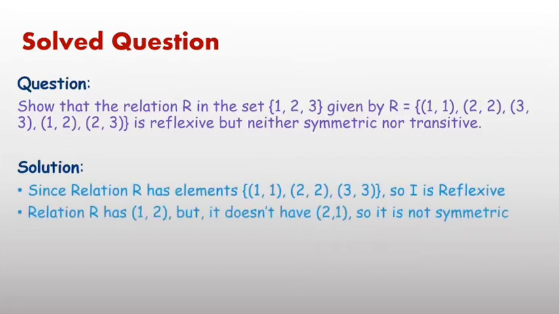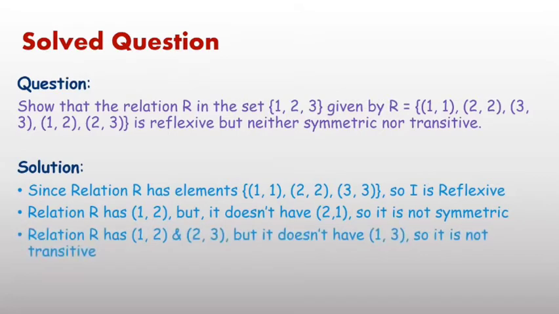(1,2) belongs to R, but (2,1) does not belong. It means R is not symmetric. And third, (1,2) and (2,3) are present, but (1,3) is not present. It means R is not transitive. In other words, you can say it is not an equivalence relation.